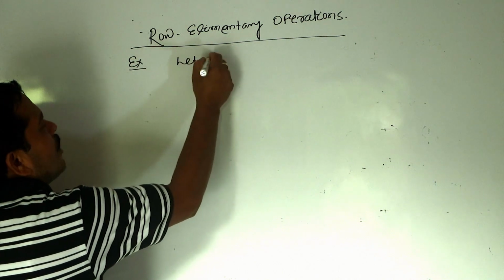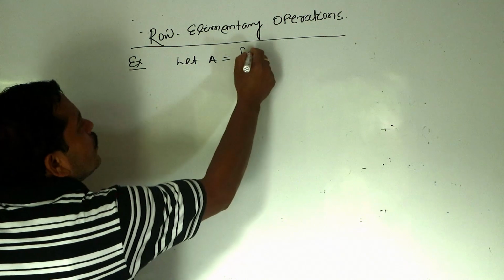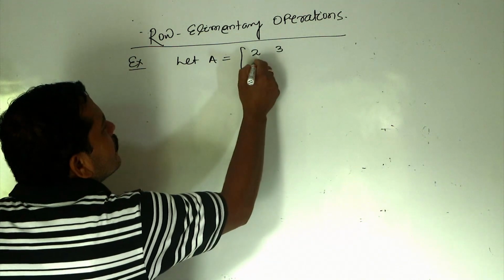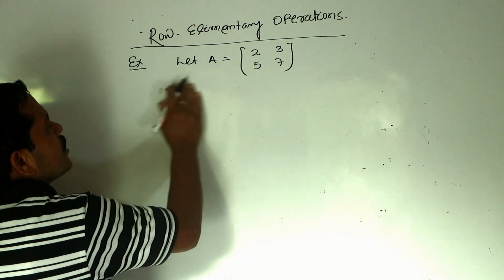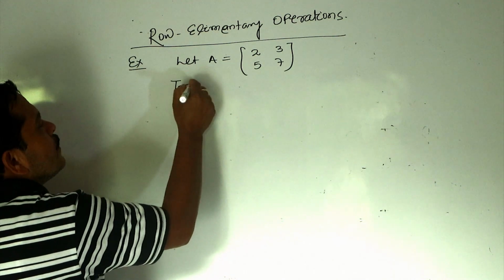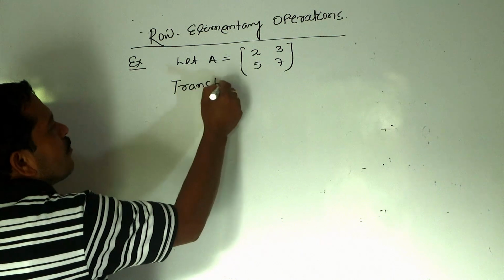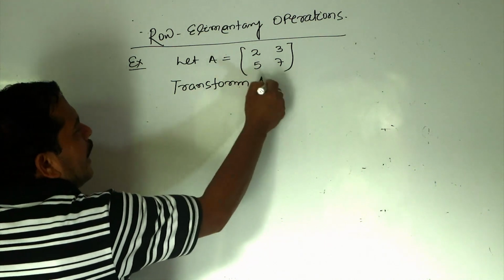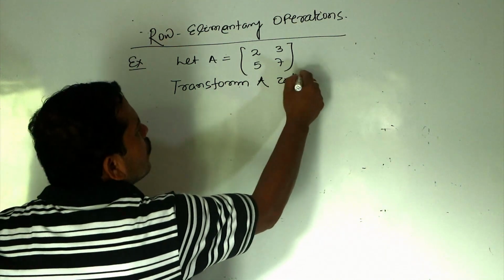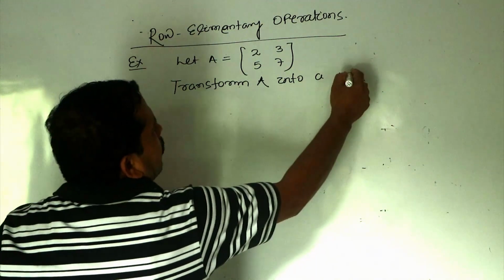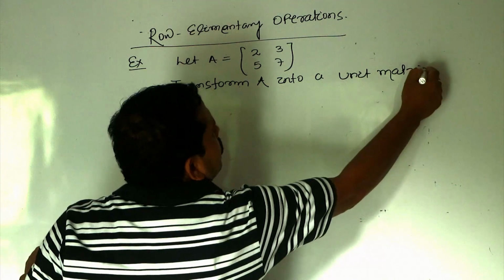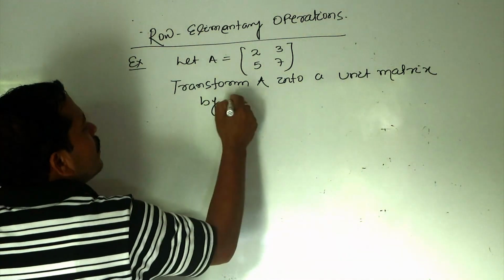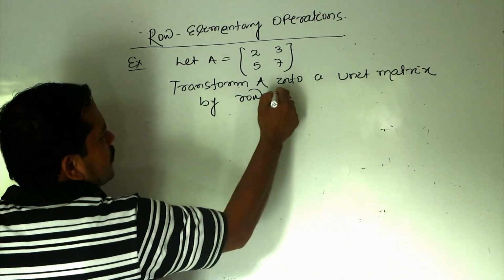Let A equal the matrix with rows 2, 3 and 5, 7. Transform A into a unit matrix by row elementary operation.